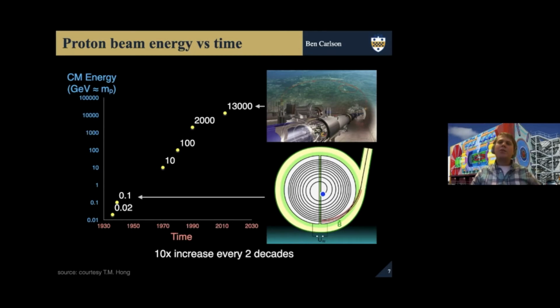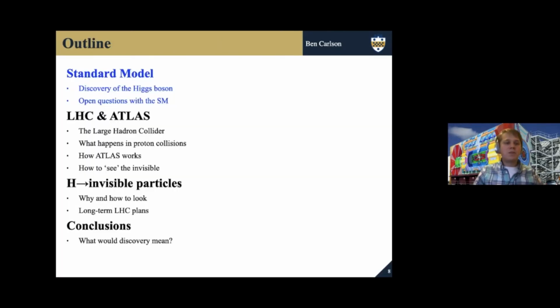So what I'm going to do in this talk is I'm going to describe a little bit about the Standard Model, in particular the discovery of the Higgs boson, and then some open questions about the Standard Model. I'll talk in some length about the actual experimental details, the Large Hadron Collider, the ATLAS experiment. Then I'll talk about one particular search, which is a search for invisible particles, and then talk about what this kind of discovery would mean.